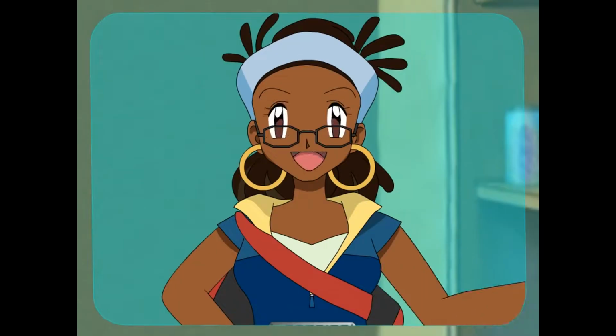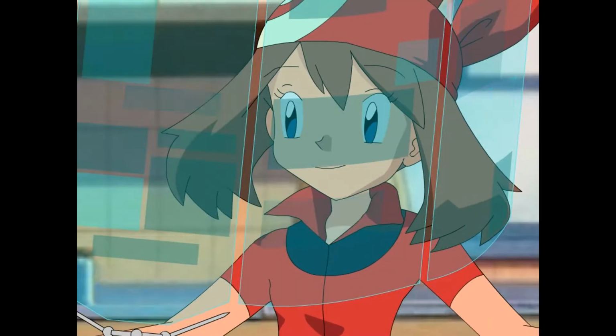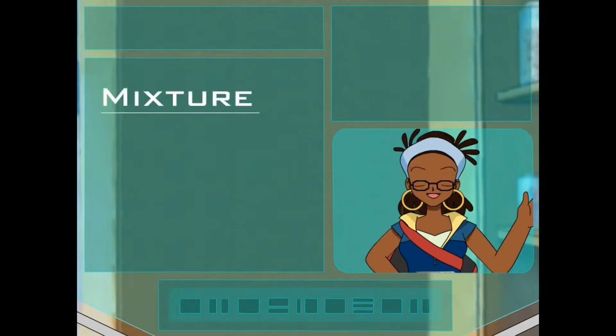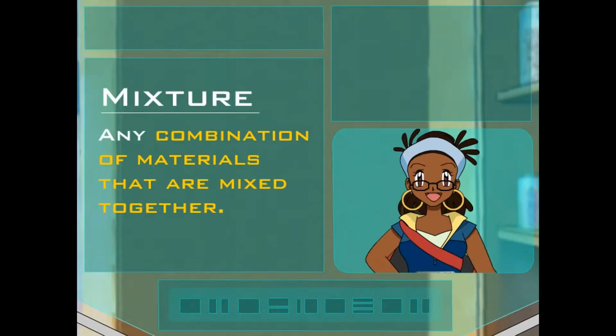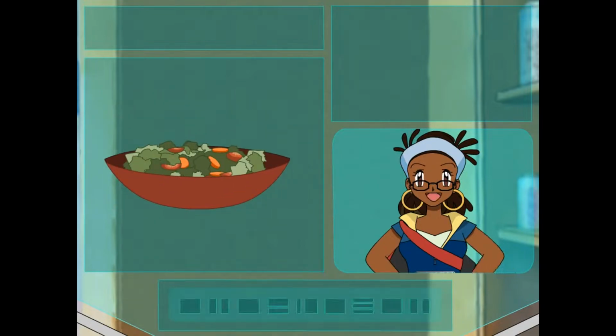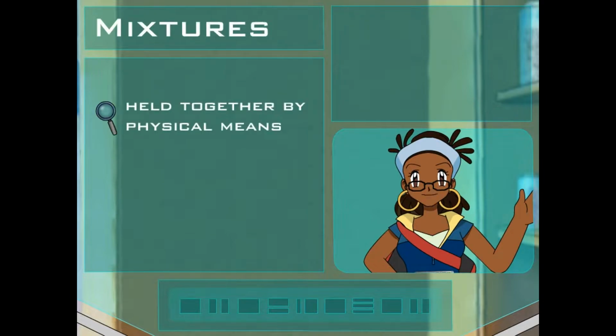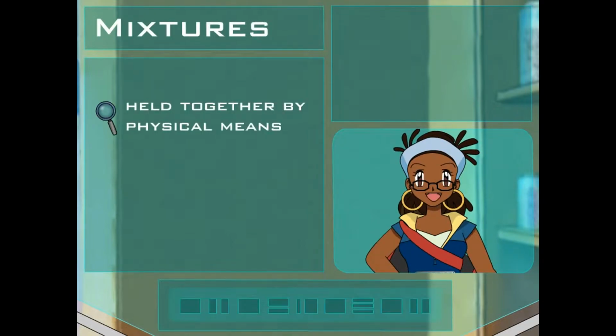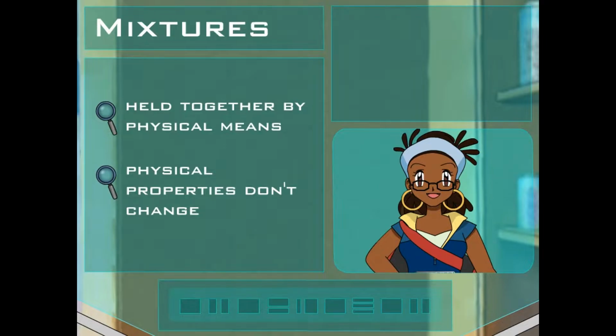Oh, well that doesn't sound too delicious, does it? You've got a mixture when what you want is a solution. What's the difference? A mixture is any combination of materials that are mixed together. Like when you toss together a salad, that's a mixture. Mixtures are held together by physical means. That means everything in a mixture is really just sitting next to each other. Nothing happens to the materials when you mix them together. Their physical properties don't change.